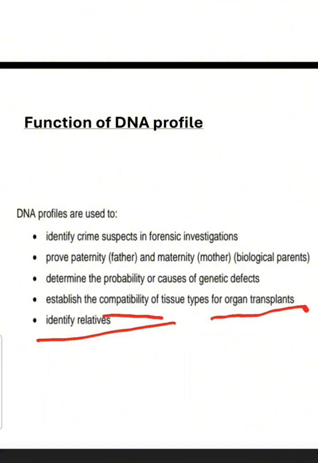I suggest out of all this, you memorize only 4. Let me give you the easiest ones: to identify criminals, then to prove paternity and maternity, then I might say identify relatives and identify the compatibility of tissue types for organ transplant. So yeah, you can memorize 4 of them for your exam.